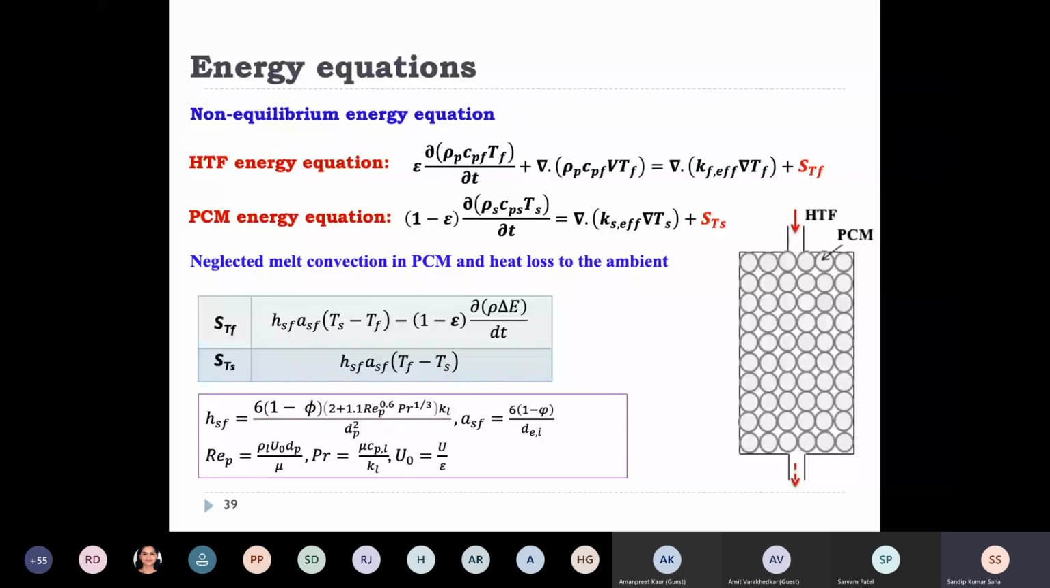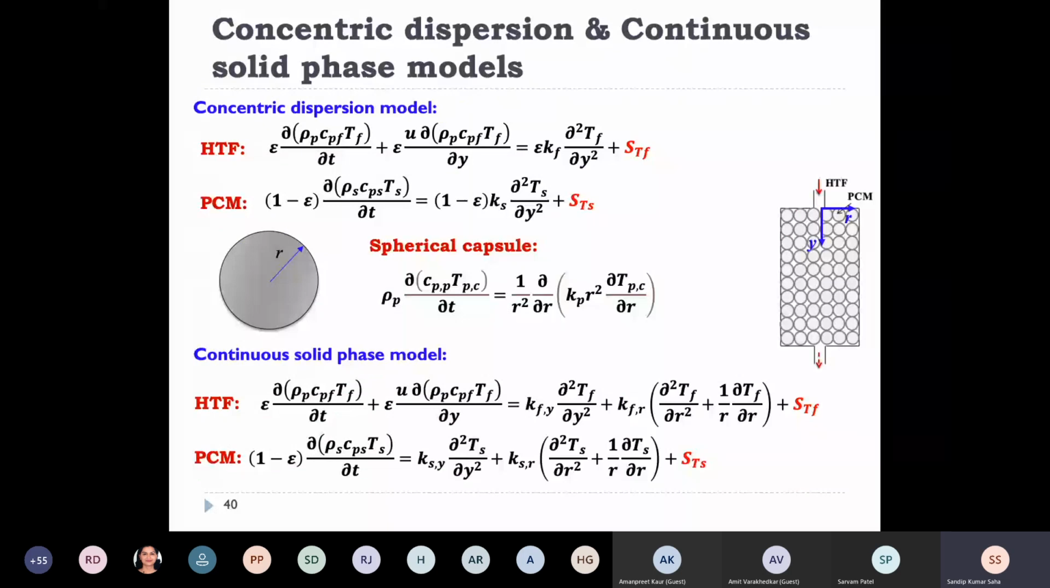Now you have seen the form. Now what are the concentric dispersion model and the continuous solid phase model? Now the variety will come. The difference between the concentric dispersion model and the continuous solid phase model is that in the concentric dispersion model, you are writing the expression for one dimension. You don't have any variation in the radial direction, whereas in the continuous solid phase model, you have a variation in the radial direction also.